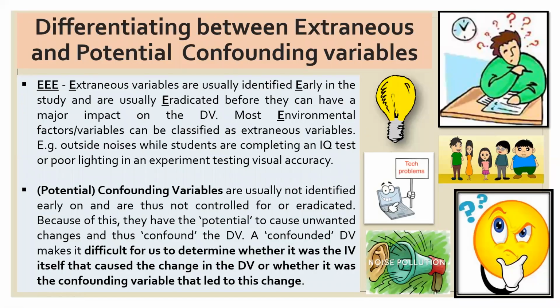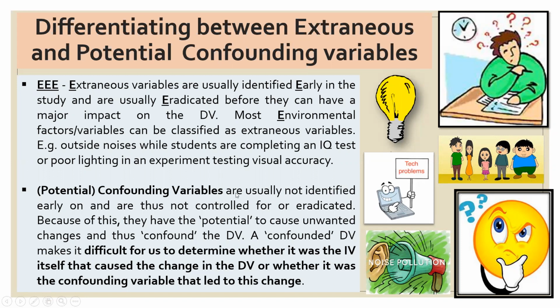Extraneous variables, like I said before, tend to be environmental variables, not always, but most of the time. They can also be eradicated before they have a major impact. So if we're doing an online quiz and I notice that some people are having technical issues, I might say, okay, guys, I think we should just do the quiz another day because some of your performances will be affected if we do it today. That's why we say they can be environmental, but not always weather related or climate related. They can be technical issue related as well.